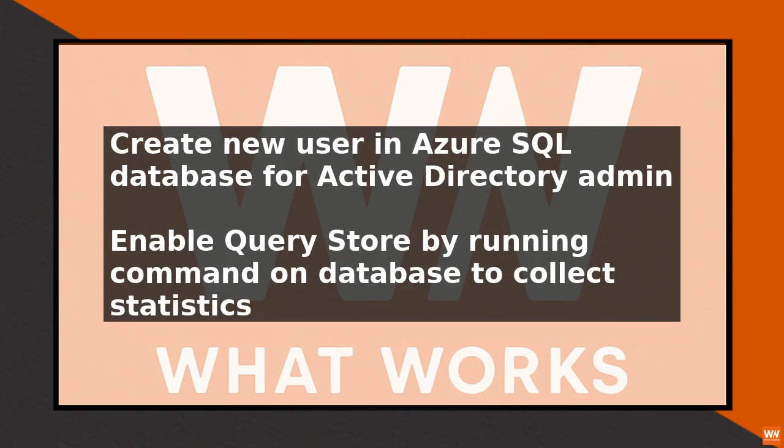To enable Query Store, run the following command on your database. ALTER DATABASE [database name] SET QUERY_STORE = ON. This will start collecting query execution statistics and wait statistics.